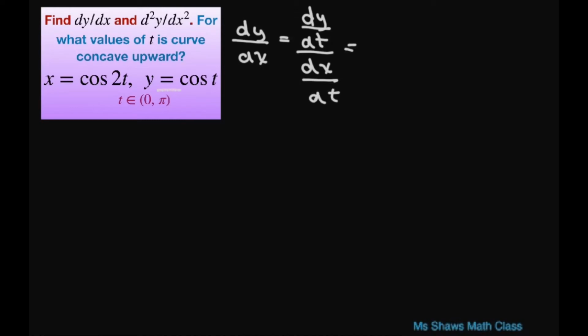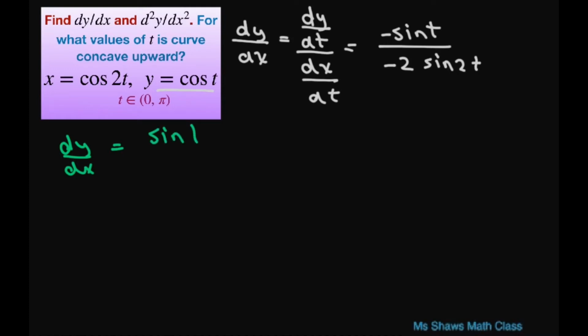For our y, that's just going to be negative sine of t. For our x, we're going to get negative 2 sine of 2t. Now let's simplify this. Please note that our negatives will cancel. So our derivative of y with respect to x is going to equal sine of t over, and expanding this, we're going to get 2 times 2 sine of t cosine of t.